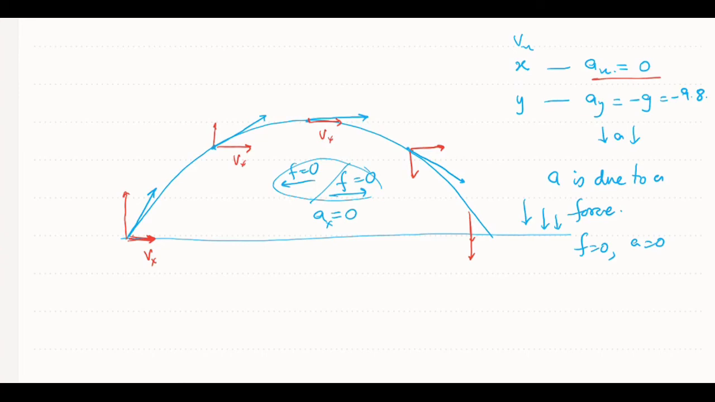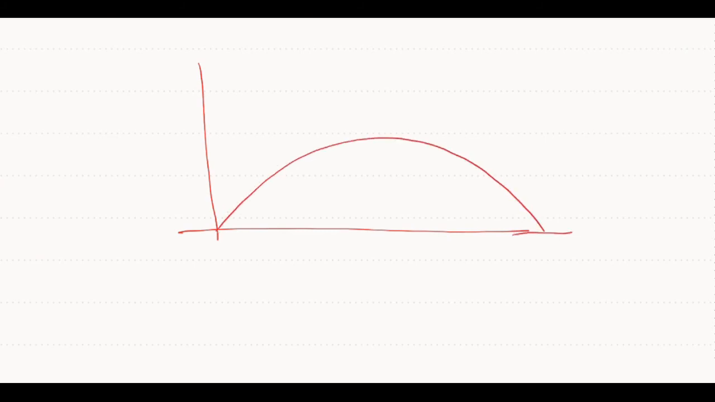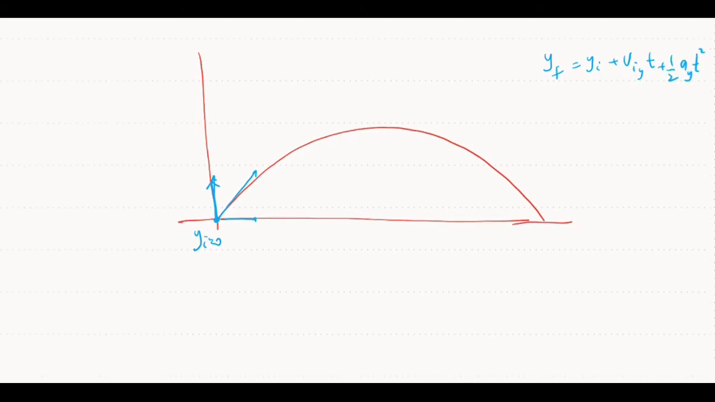Now we can consider projectile motion in a different way. Let's suppose that the projectile is going like this. If we take the velocity's y component and x component, then y final equals y initial, which in this case is 0, plus v initial y t, that's this component here, the y component of velocity, plus half a y t squared.